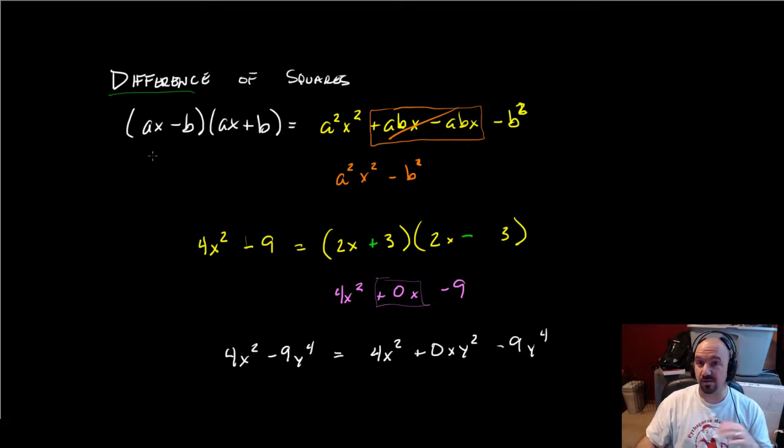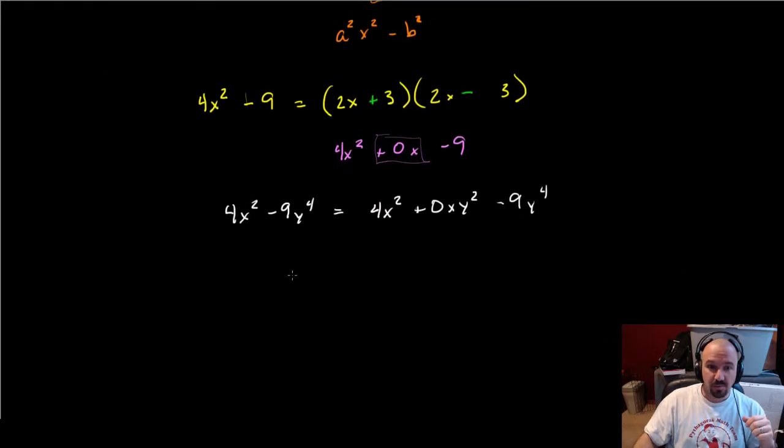But that's it. That's the difference of squares. They all work like that. Now, there's a problem, and a lot of people tend to not remember this: the sum of squares is not factorable in real numbers.